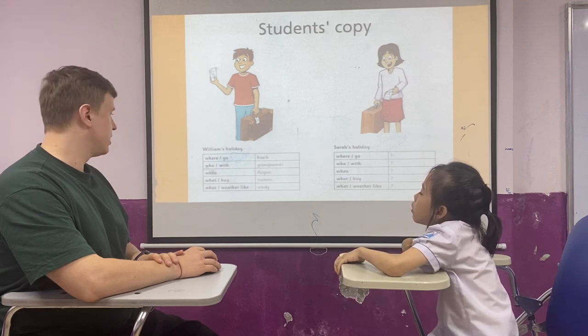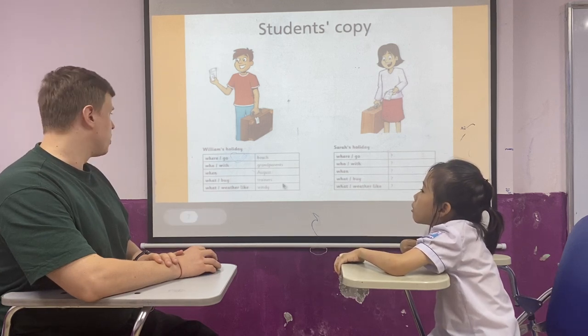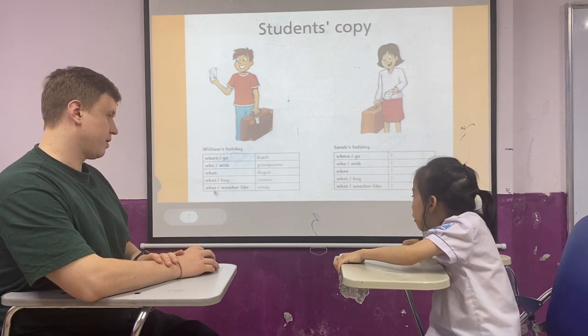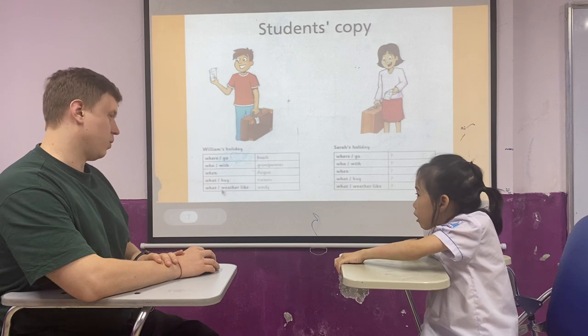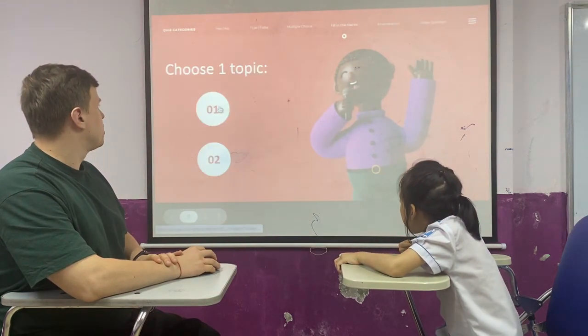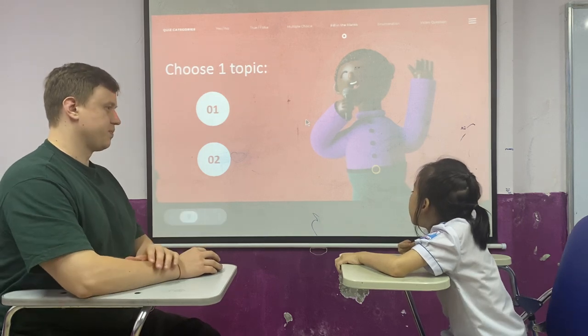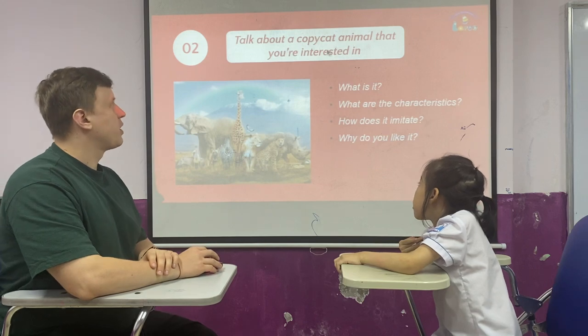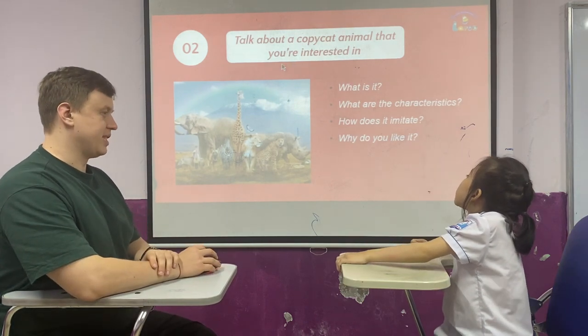What did he? He bought trainers. What was the weather like? The weather was windy. And now, could you please choose the topic, one or two? Two? Okay. Talk about a copycat animal that you're interested in.